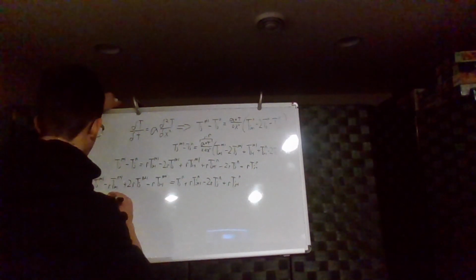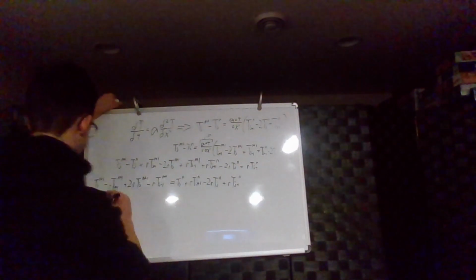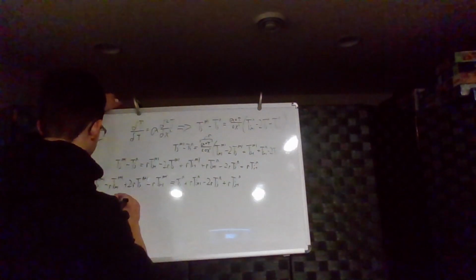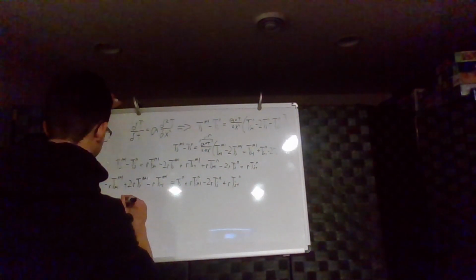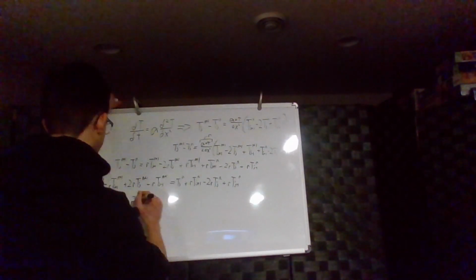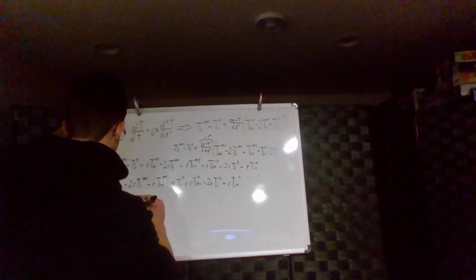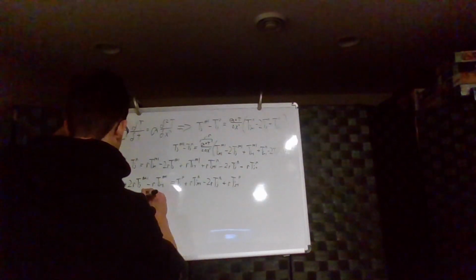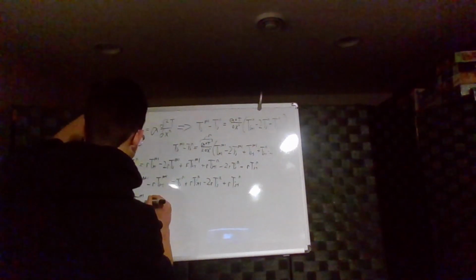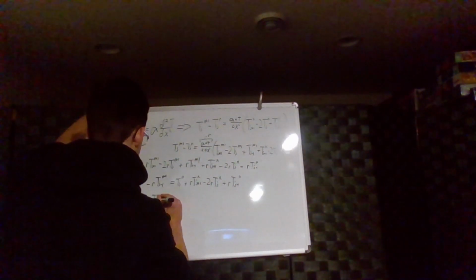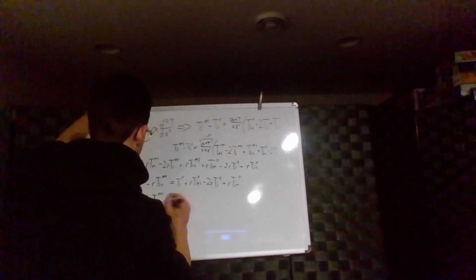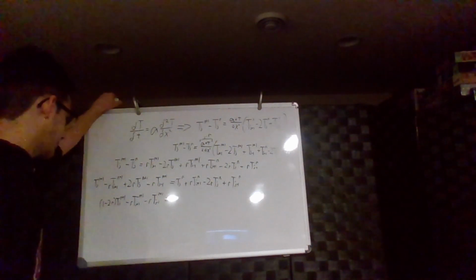So let's just go ahead and call this, let's call this 1 plus 2r times tj to the n plus 1 minus r tj plus 1 n plus 1 minus r tj minus 1 plus 1. Alright, that's a little bit simpler.